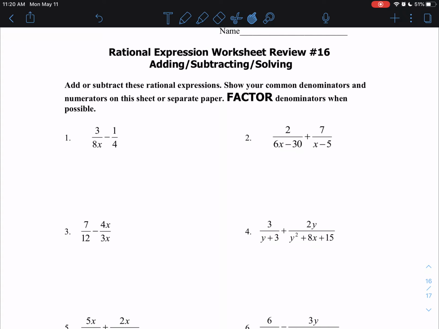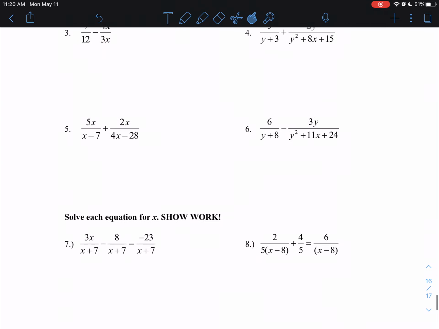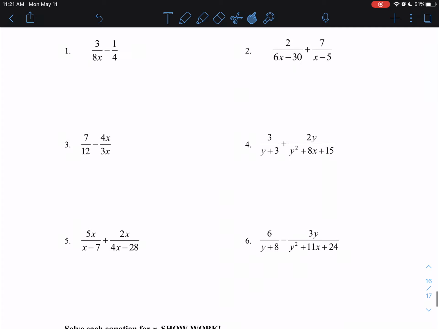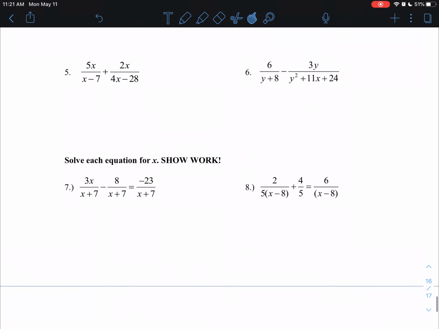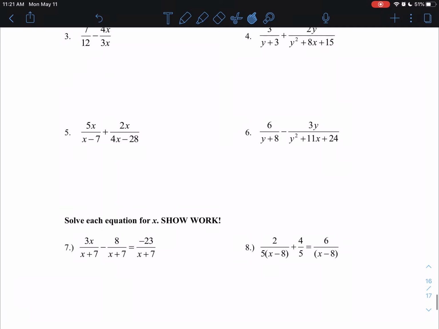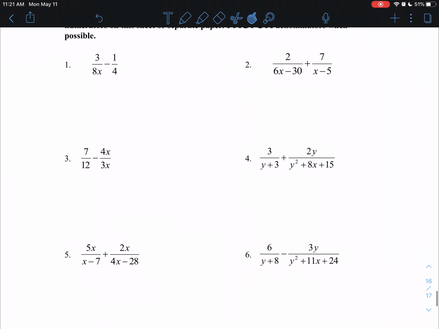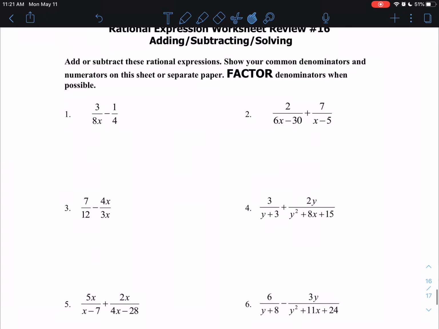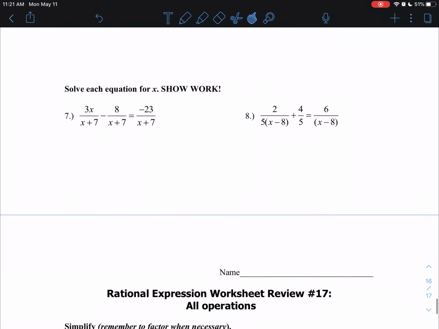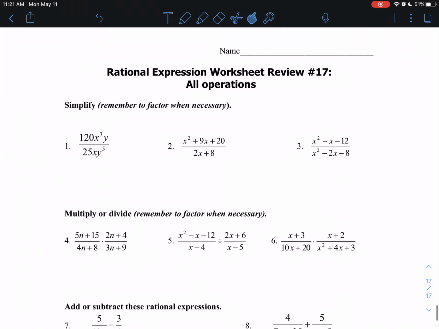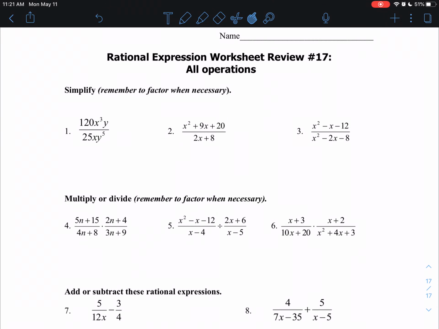And these are review. Like 16, this is subtraction, addition. And then 7 and 8 here on page 16, this is the new thing, solving for x. We can tell because there's an equal sign. On problems 1 through 6 on page 16, there is no equal sign, so we're not solving for anything, we're just simplifying. We just do what you did last lesson. And 17 is the same thing.